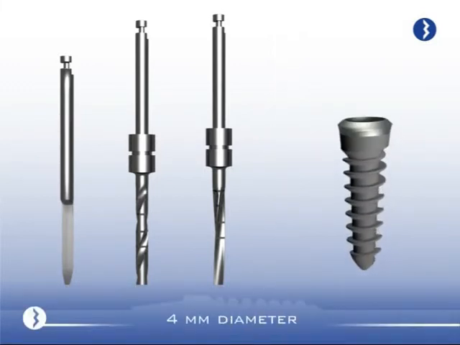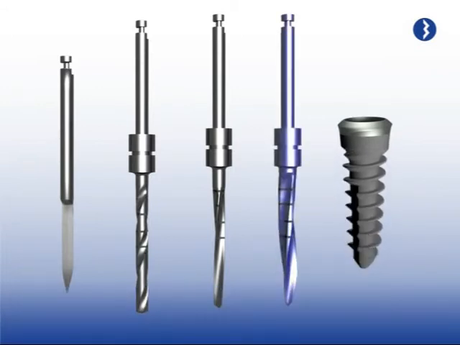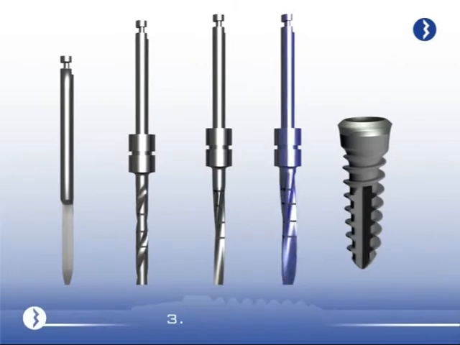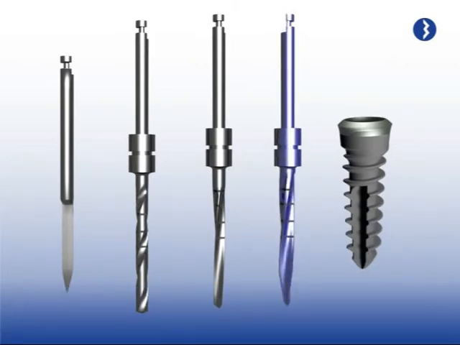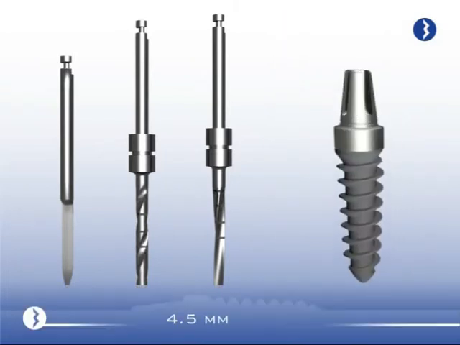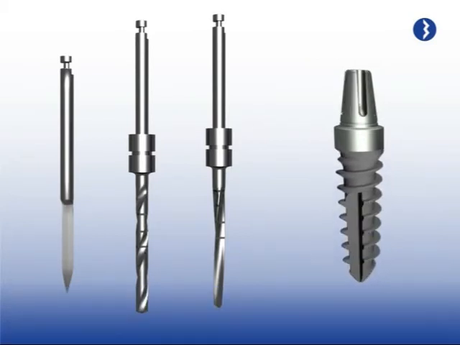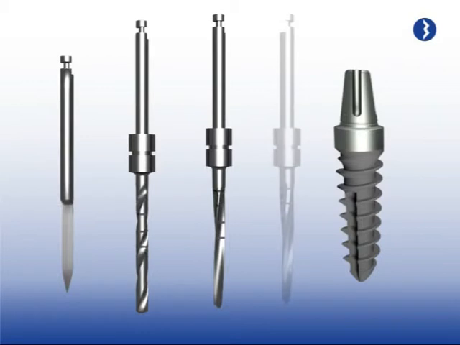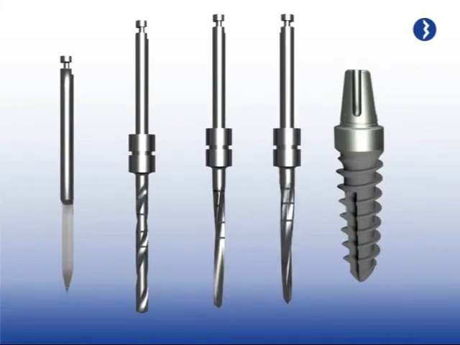Instead, when inserting a 4 mm diameter implant with an internal octagon QK connection, a blue 3.1 mm drill can be substituted. If you decide to insert a 4.5 mm diameter implant, Q1, Q3 or Q2, after the common sequence, a 3.6 mm drill can be used. We can also use other intermediate drills if required.